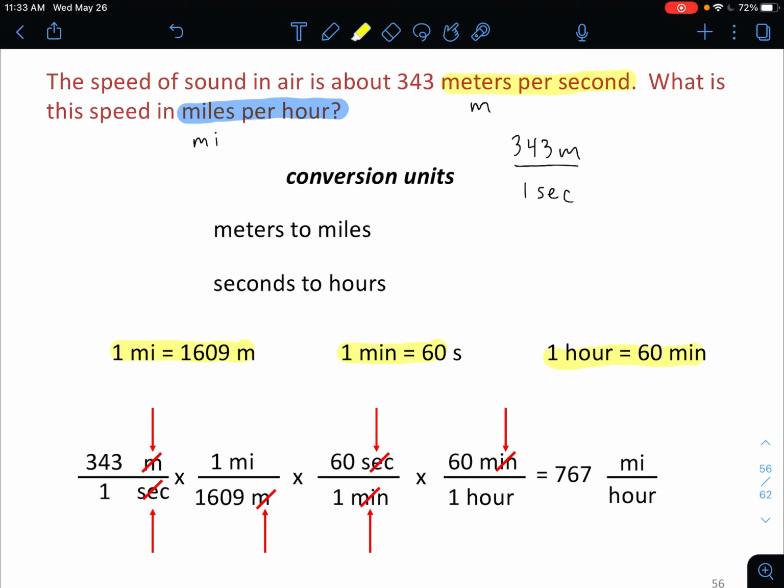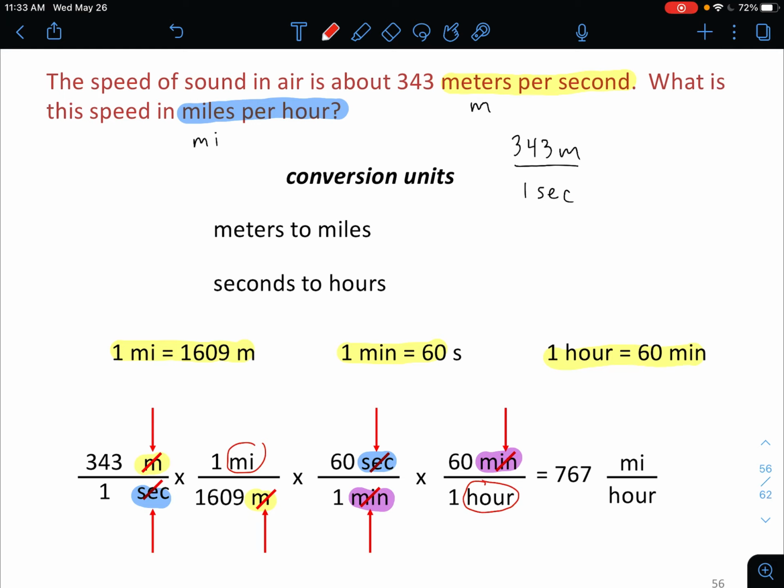But our first conversion factor is 1 mile per 1609 meters, so that meters cancel with meters. So now I would have at that point miles per second. Then 60 seconds per 1 minute, so that seconds cancel out. And then the minute here will cancel with 60 minutes per 1 hour. So we can see what's left after all of this is miles per hour.